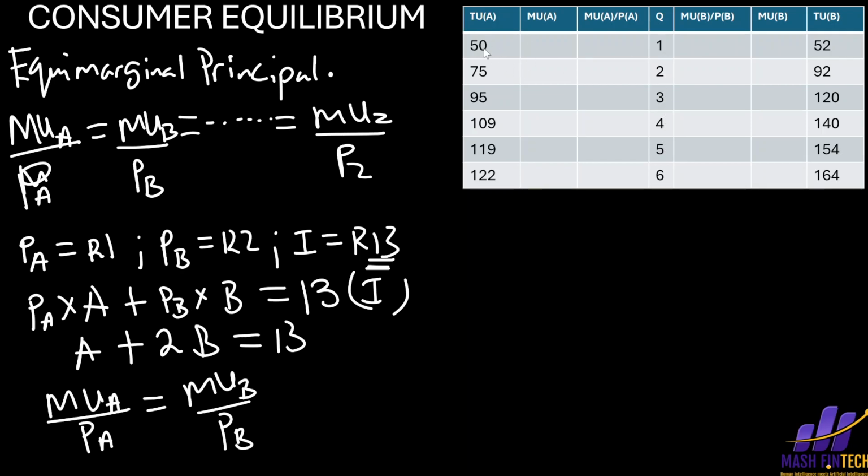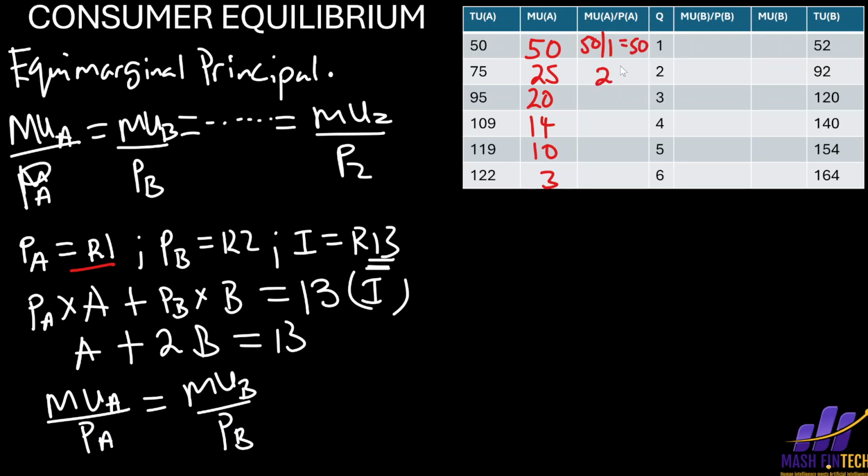So the marginal utility, the first one is 50 here. We always start with the first number. And then the second one is 75 minus 50. You must get 25. The third one is 95 minus 75. You must get 20. 109 minus 95, you must get 14. 119 minus 109, you must get 10. And 122 minus 119, you must get 3. All right. Then you divide by the price of your apples, which is 1 rand. So it's 50 over 1, which is 50.